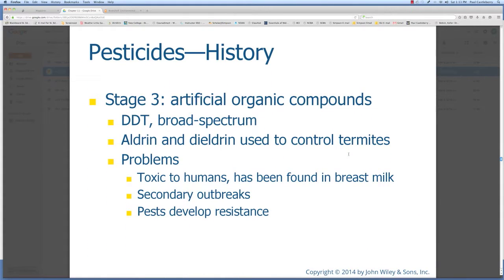Stage 3 is probably what most of us are familiar with. That's when we begin to incorporate artificial organic compounds such as DDT that would take care of a broad spectrum. Aldrin and dieldrin used to control termites. However, there were drawbacks to that. We found that they're toxic to humans and was found in the breast milk of feeding mothers. They also helped to, what would end up happening, eliminate one of the pests, but open the door for outbreaks of secondary pests. And in fact, over time, pests actually began to develop a resistance to these types of artificial organic compounds.